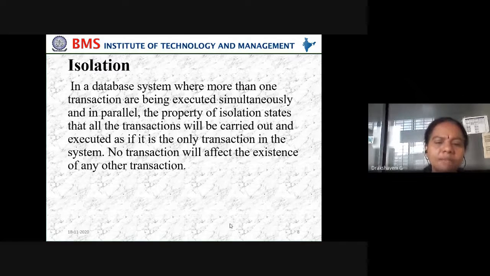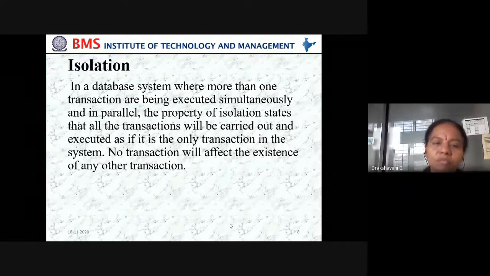Isolation is like this: you are 50 people, but I cannot say Asta will execute one query, Anu will execute a second query, Pavitra will execute a third. No. What is isolation? One complete program should be executed by Asta. One complete program should be executed by Anu. One complete program should be executed by Pavitra. So each one is separate.